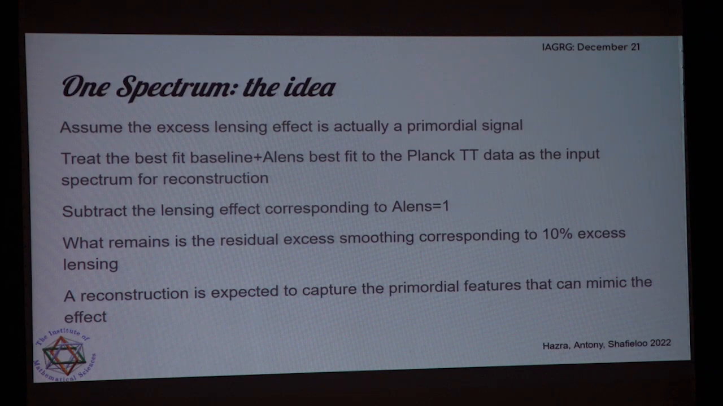So we try to find the spectrum, and we call it one spectrum, and we assume that the excess lensing is actually coming from a primordial signal, and we treat the best fit of the baseline. I already talked about the baseline, right, standard model plus the A lens extension, that means the lensing amplitude extension, best fit to the Planck TT data as the input spectrum. I am not going into the data analysis detail. We basically subtract the lensing effect, and then we say that a residual excess lensing effect is there, which corresponds to the 10% excess lensing, and we are calling that is coming from the primordial power spectrum. Okay. Now, we reconstruct the primordial power spectrum using that.